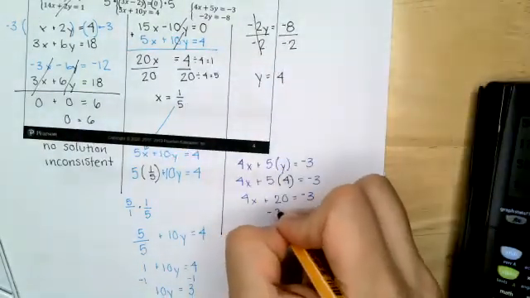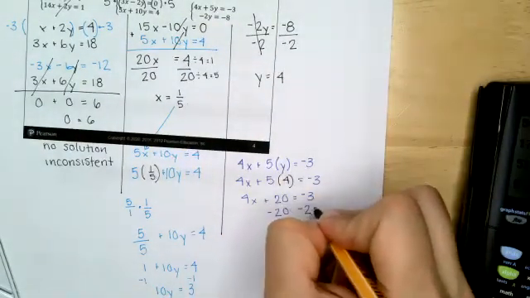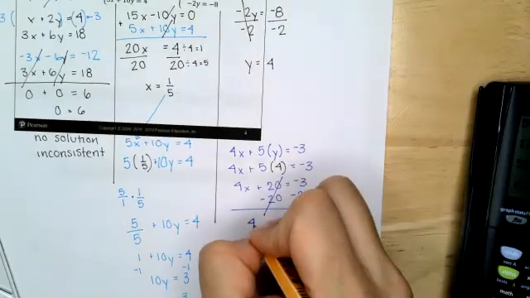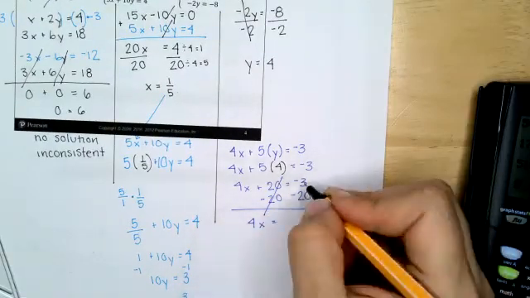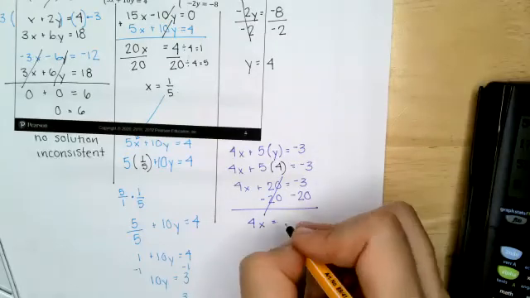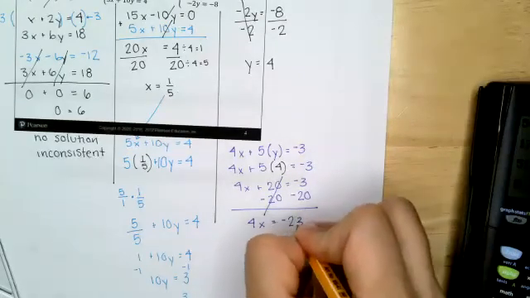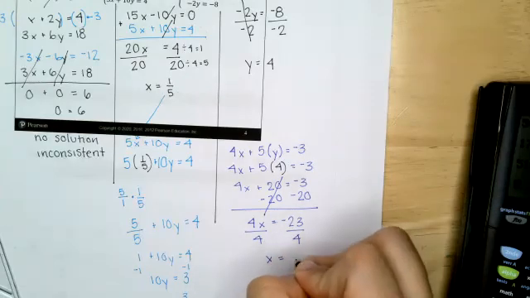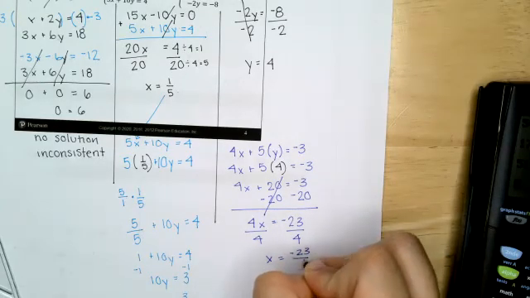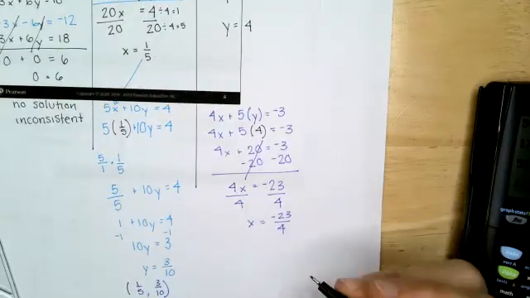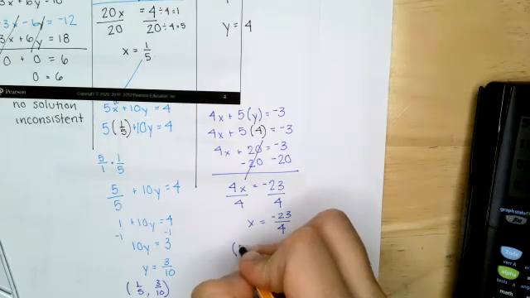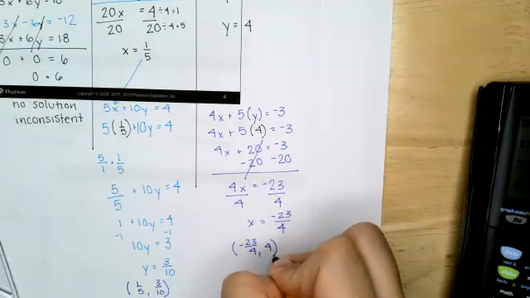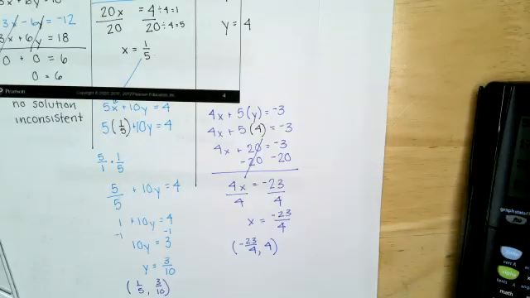Subtract 20 from both sides. I just get 4x on this side. Negative 3 plus negative 20 combined is negative 23. Divide by 4. Divide by 4. x is negative 23/4. When x is negative 23/4 and y is 4, both of those equations will be true.